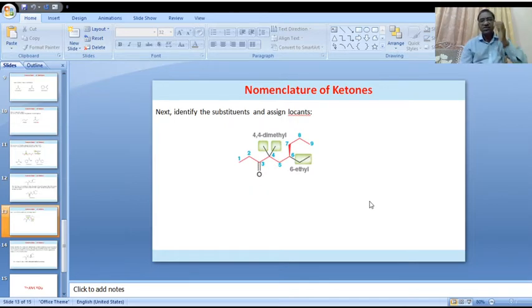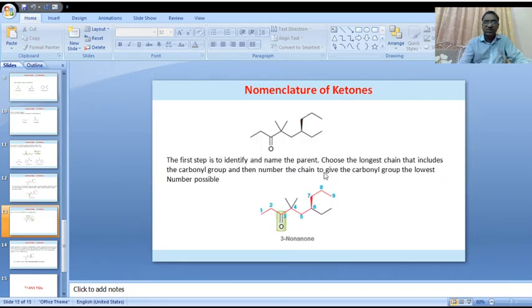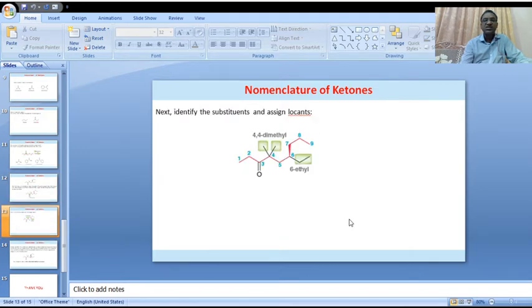Here in the nomenclature part, what about the substituents? Here we did not mention the substituent positions. In the next stage, we identify the substituents and assign locants. Substituent positions: on the fourth position, there is a methyl and a methyl, 4,4-dimethyl. Is it clear?